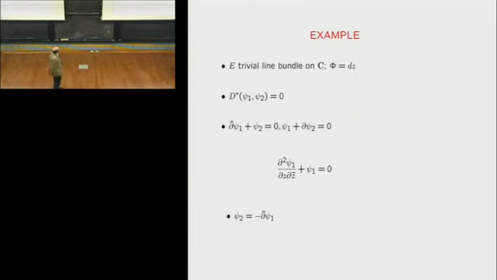So the simplest example is where you take E to be a trivial line bundle, and phi then is a holomorphic differential, so let's just take dz, and then what do these equations say? They come down to this. So you're basically looking at eigenfunctions of the Laplacian on R2. So locally, this is described by solutions to an equation like this.